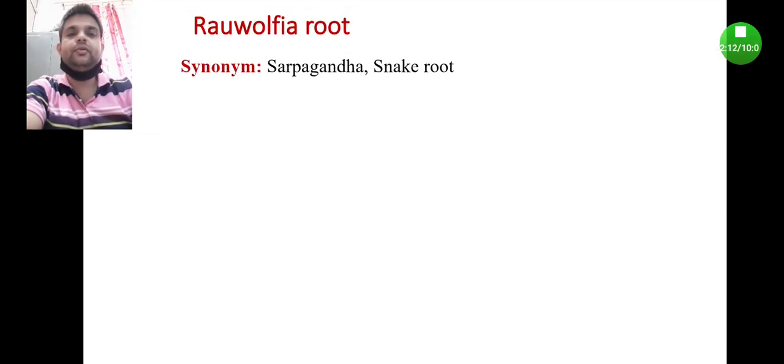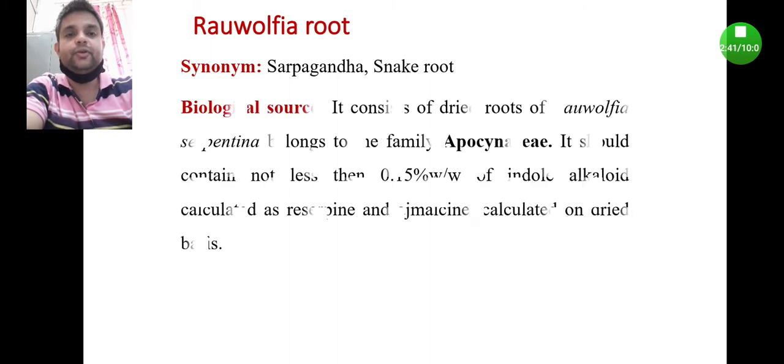Rauwolfia root is also known as Sarpagandha or snake root. It is a traditional Indian medicinal plant. Sarpa means snake, Gandha means smell. So when the Rauwolfia root is collected fresh, its shape is like a snake. That's why it is known as Sarpa, and it smells like a snake. That's why it is known as Sarpagandha root or snake root.